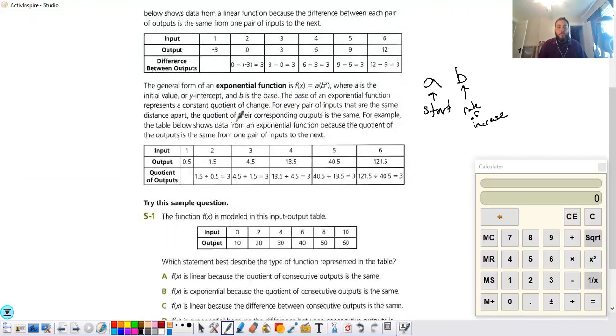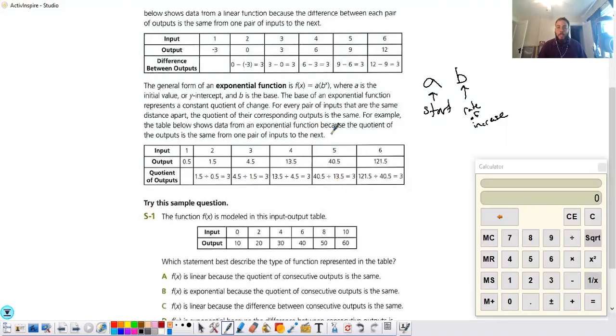For example, the table below shows data from an exponential function because the quotient of the outputs is the same from one pair of inputs to the next. Again, if you look at the inputs, we're counting by 1. We go from 1 to 2, 2 to 3, 3 to 4. So we're counting by the same number each time. That means the quotient should also remain constant between the outputs. If we take the second output, 1.5, divided by 0.5, we get 3. If we take the third output, 4.5, divided by 1.5, we also get 3. So these quotients will all be 3.